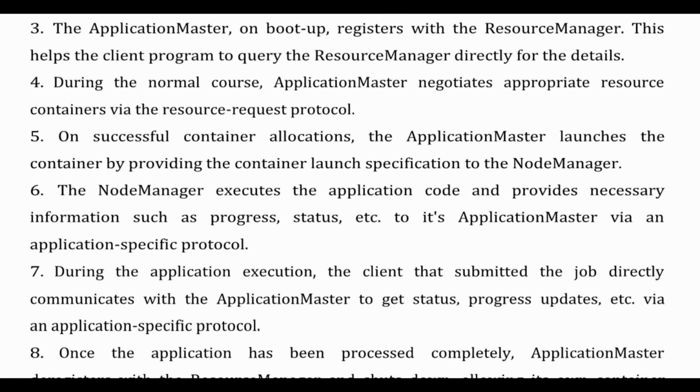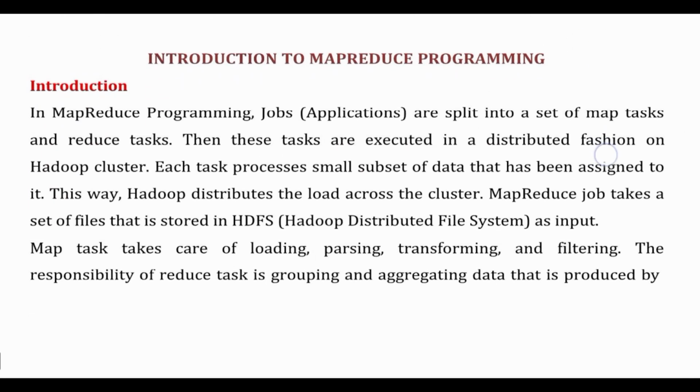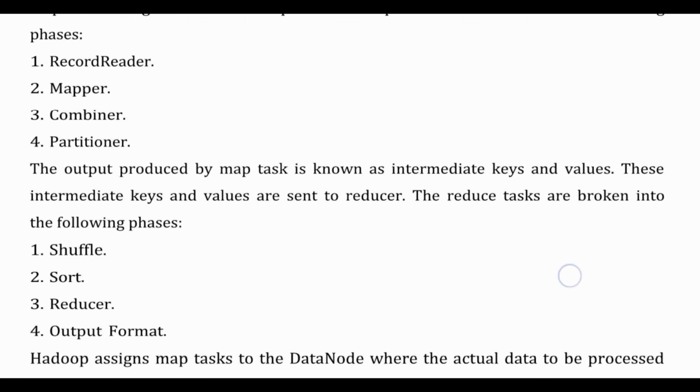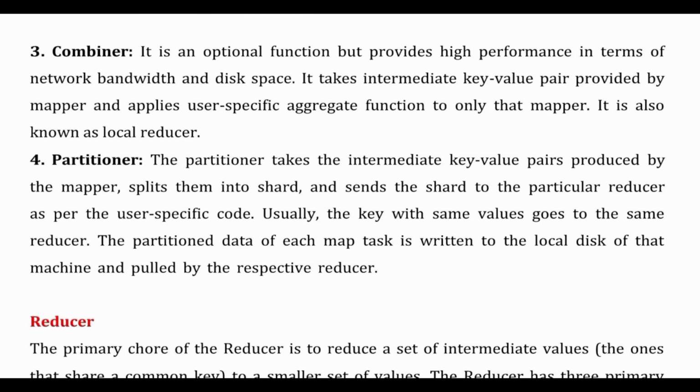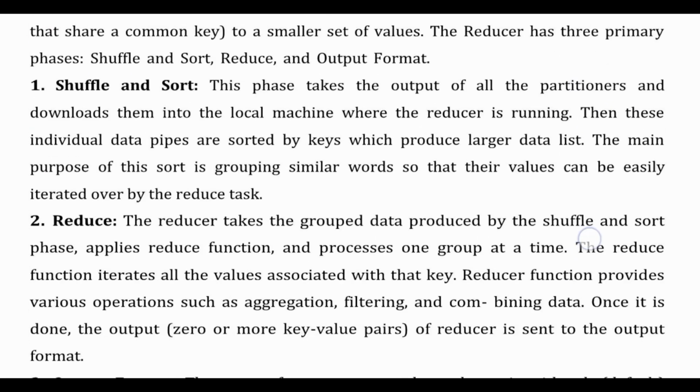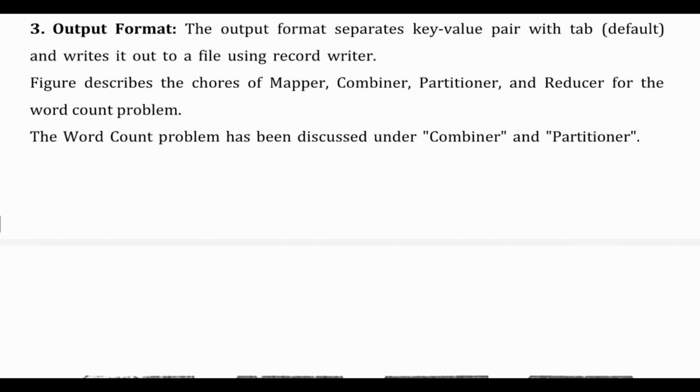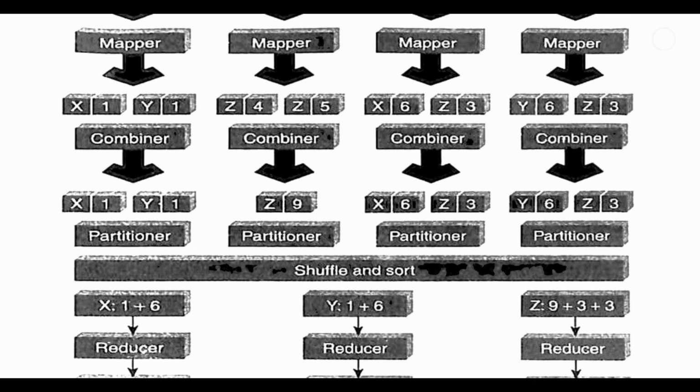Introduction to MapReduce programming. MapReduce is a programming model for parallel processing. It works in two main phases. 1. The Map phase divides input into key-value pairs. 2. The Reduce phase aggregates intermediate results into the final output.